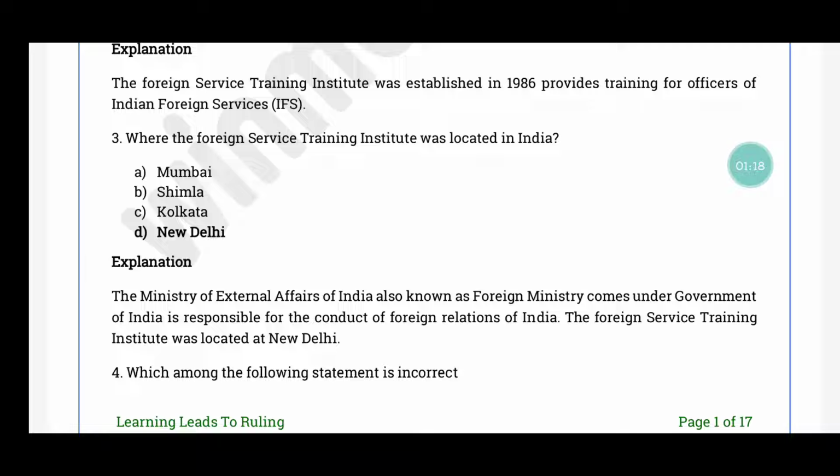Question number 3. Where the Foreign Service Training Institute was located in India? The correct answer is option D, New Delhi. Ministry of External Affairs of India it is also known as Foreign Ministry. It comes under Government of India and it has the responsibility in the context of foreign relations of India. The Foreign Service Training Institute is located at New Delhi.